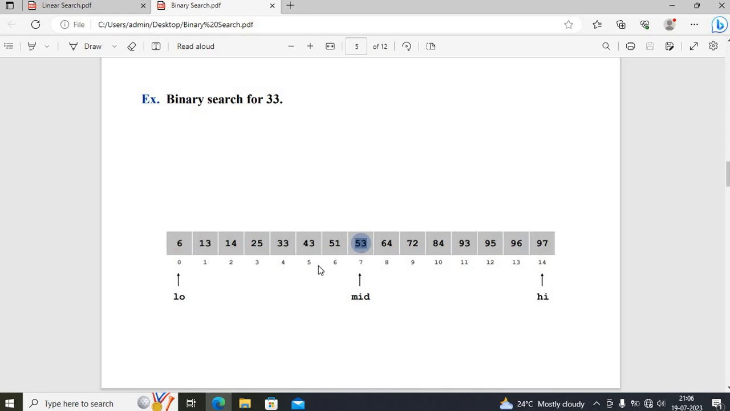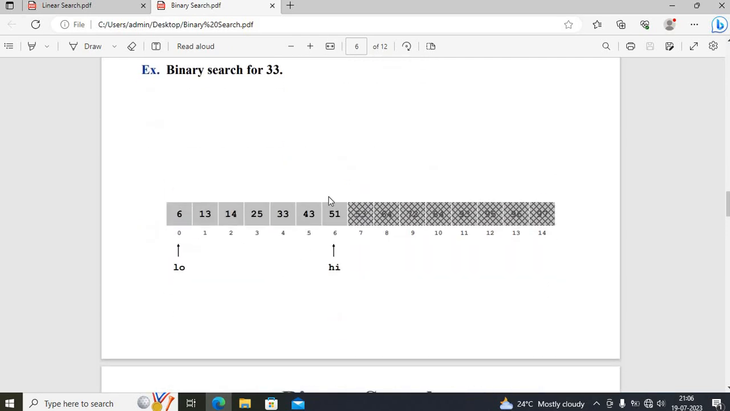So in the next iteration, what we have to do: 33 is not present in the right part of 53. It is present in the left part of 53. So we have to consider only the left portion of 53. That means the left list of 53, containing 6, 13, 14, 25, 33, 43, 51. We have to consider only these elements for the next step. So ignore the right list, consider only the left list.